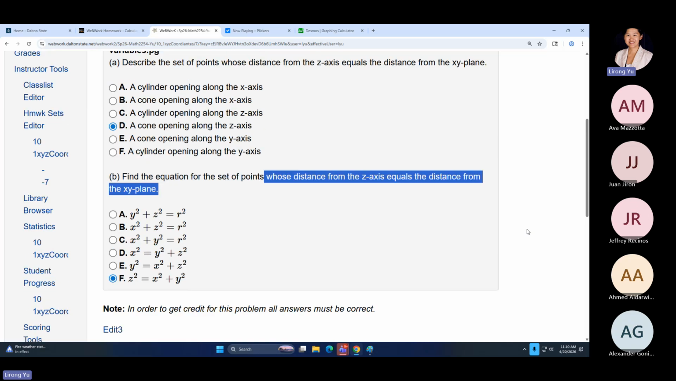So I think we're all getting different questions, like randomized questions. For mine, A and B seem to be asking about the same surface. I'm not sure if yours is identical. So that's the question.